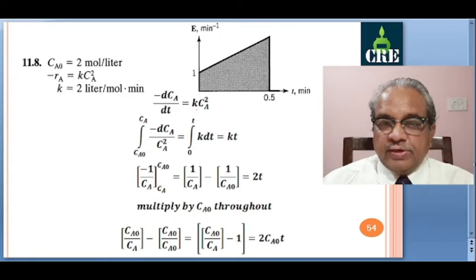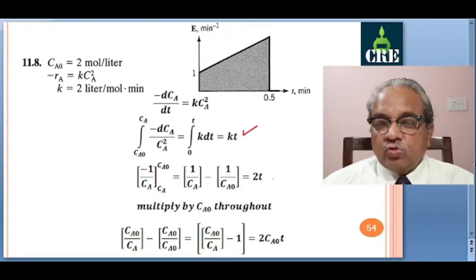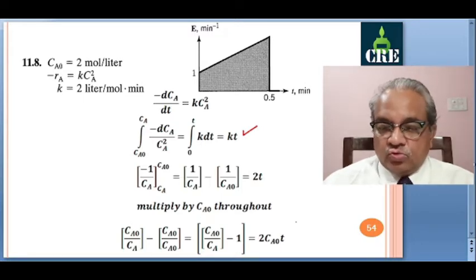So dCa by dt is K Ca square. I have to integrate this as usual, and the result is 1 by Ca minus 1 by Ca0, and that is equal to Kt. K value is 2, so 2t. Again I want the Ca by Ca0 form. So looking at the terms, I have to multiply by Ca0 throughout. So Ca0 by Ca minus Ca0 by Ca0, I can write as Ca0 by Ca minus 1, equal to 2 Ca0. I have to multiply this side also, so 2 Ca0 t.